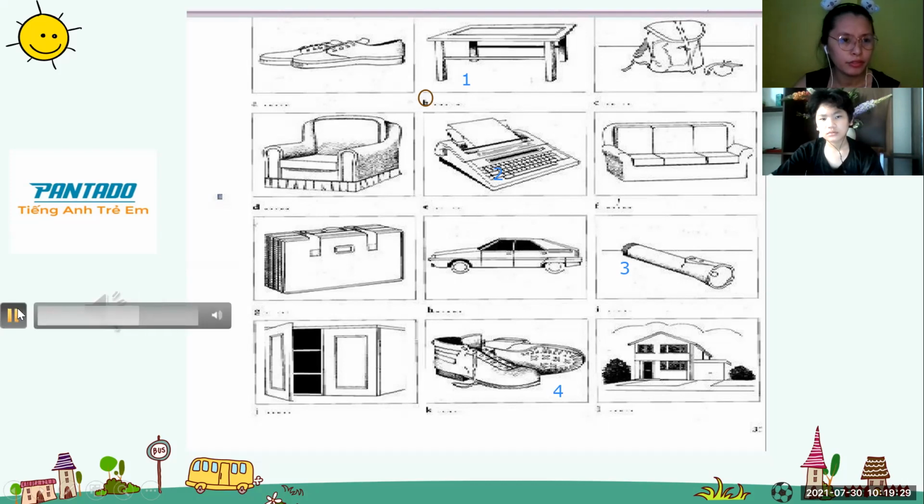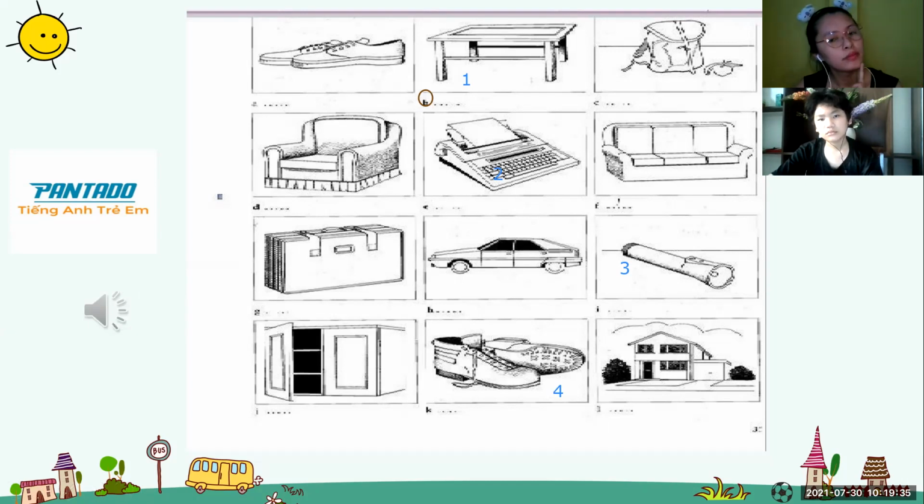Okay, I will repeat that. 5. There's room for 2 people in front and 3 in the back. 6. But you can get a packed lunch and an extra jumper in it. 7. It's made of wood, so it's quite light. You can eat off it when you're watching television too.